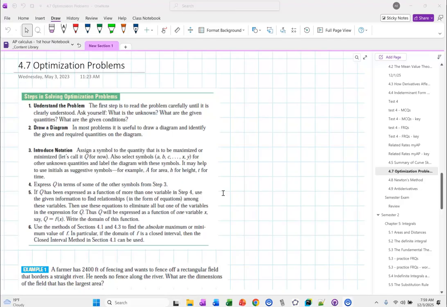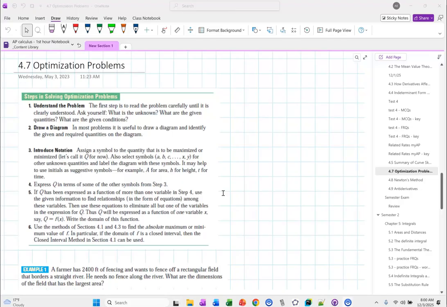Step 4 would be to express Q in terms of the other symbols from step 3, i.e. you're going to write an equation. Now, in most of these geometric situations, it'll be the area of a rectangle or the volume of a sphere or whatever, some geometric relationship.